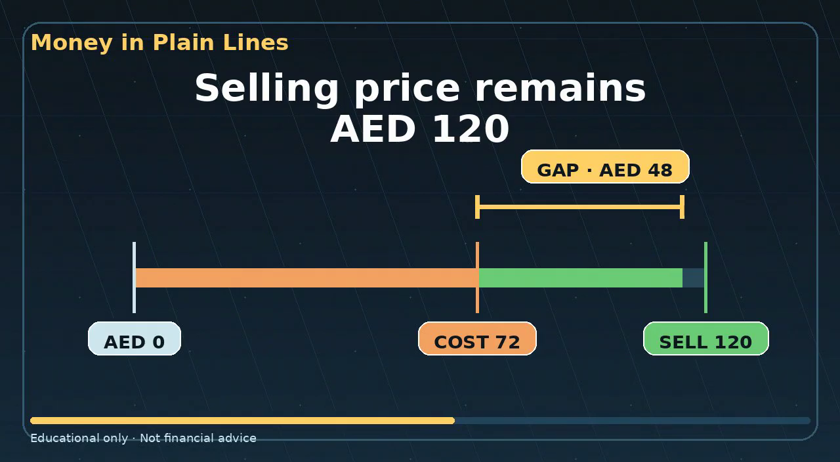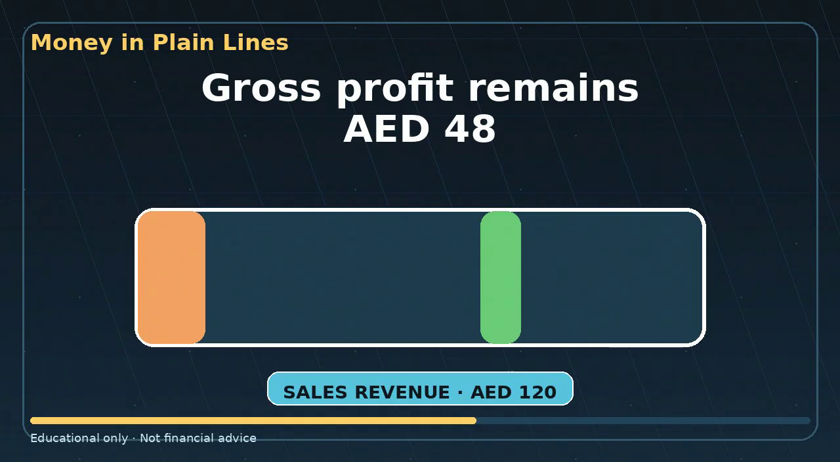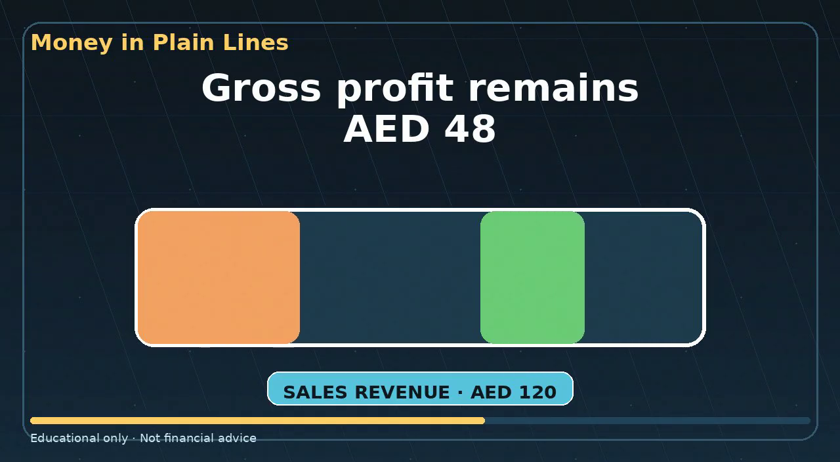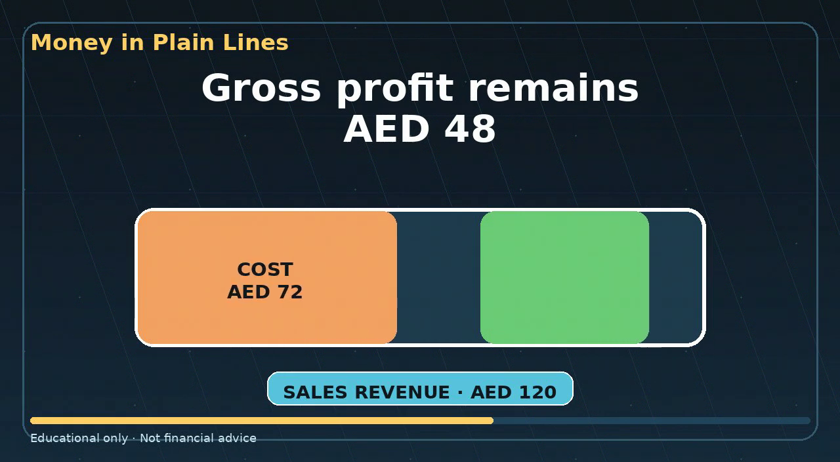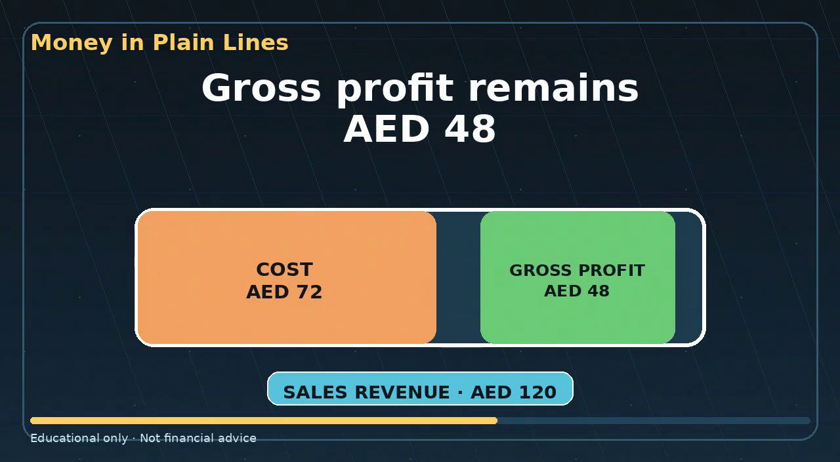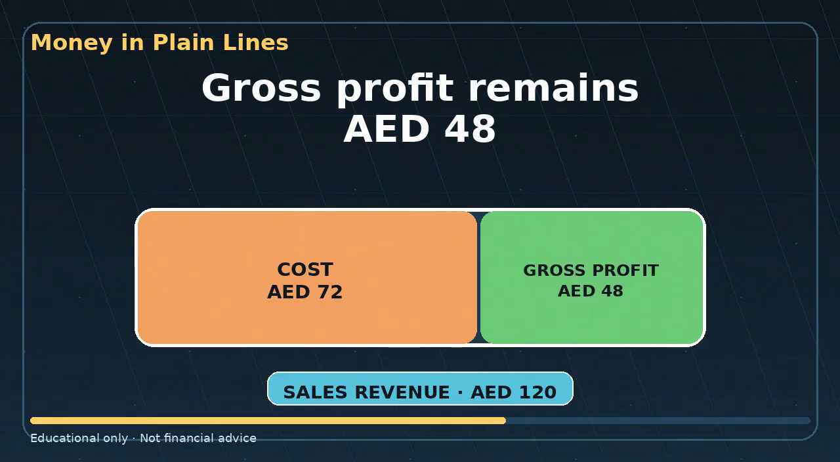The denominator fork explains why the two percentage labels should not be swapped. One AED 48 gross profit numerator travels left toward AED 72 cost and produces 66.7% markup. The same AED 48 travels right toward AED 120 sales revenue and produces 40% gross margin. The numerator did not change. The denominator and the question changed.